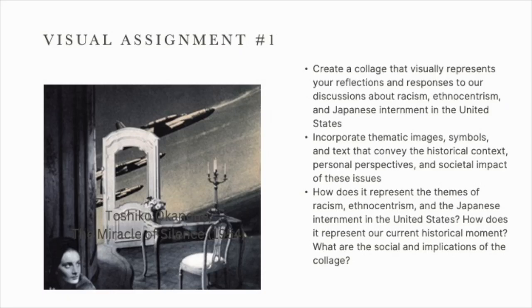And so for the analog visual forms, this first project, you're being asked to create a collage that represents your reflections and responses to our discussions about racism, ethnocentrism, and the Japanese internment. So you want to incorporate various kinds of images, symbols, and text on this theme that speak to that historical context, your perspective, the potential social impact of the issues, and so on.